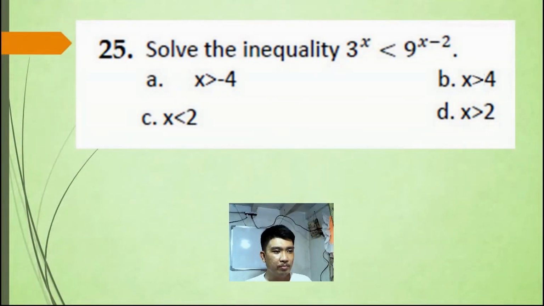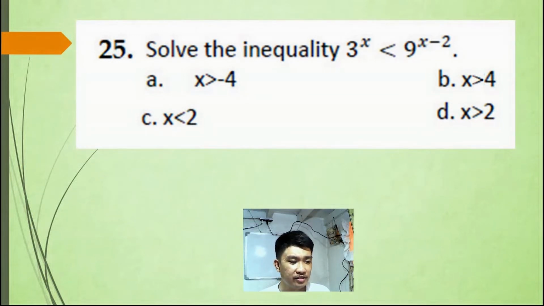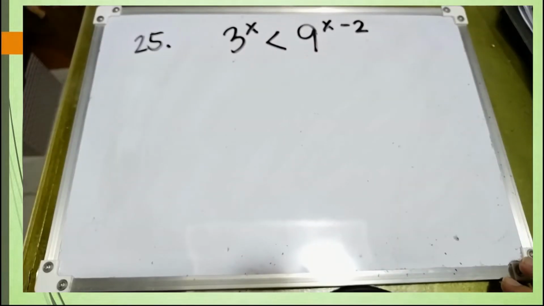Number 25. Solve the inequality 3 to the power of x is less than 9 to the power of x minus 2. Letter A, x is greater than negative 4. Letter B, x is greater than 4. Letter C, x is less than 2. Or letter D, x is greater than 2. For number 25, 3 to the power of x is less than 9 to the power of x minus 2. So we're going to solve this one.